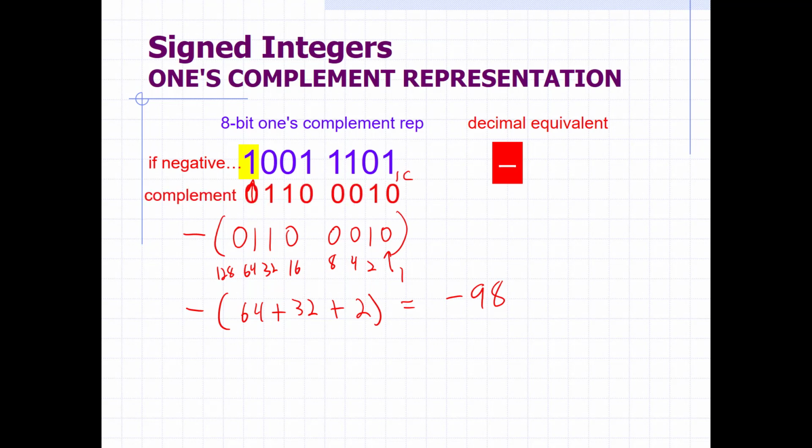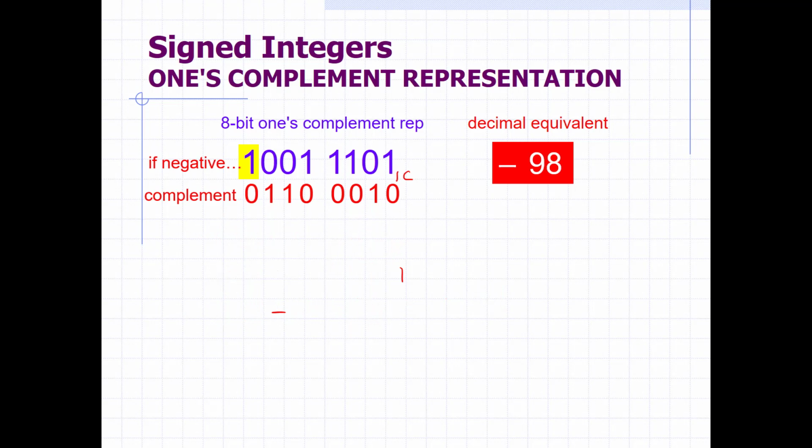In the PowerPoint, it kind of flies in pretty fast. I showed a little extra work here. If we're going the other way, you have negative 42 again. Well, first I write down what 42 is on 8 bits.